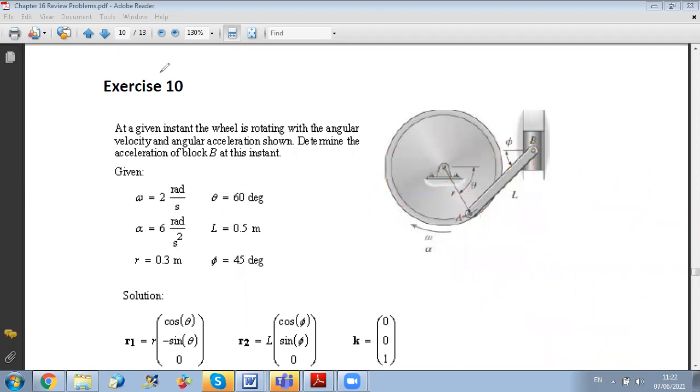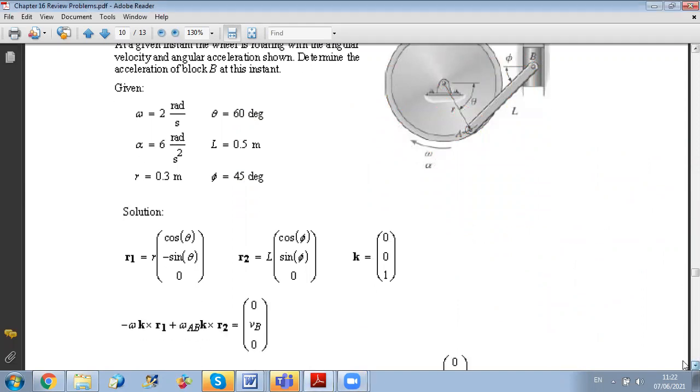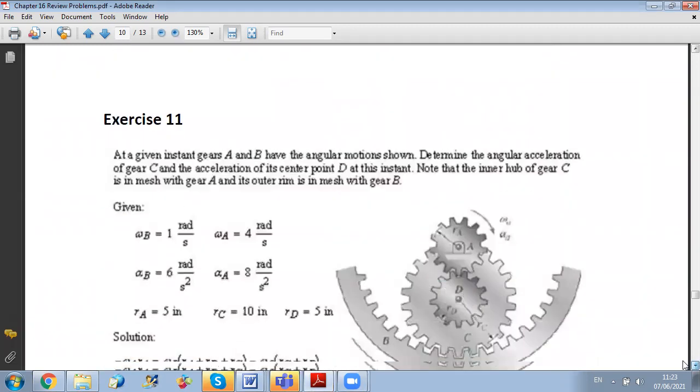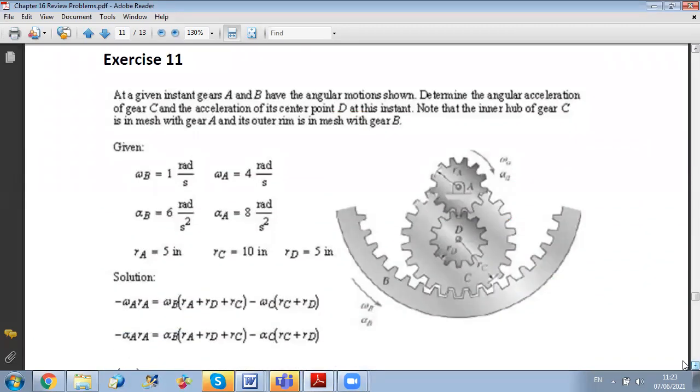Okay. Another problem. At a given instant, gears A and B have the angular motion shown. Determine the angular acceleration of gear C and the acceleration of its center D at this instant. Note that the inner hub of gear C is in mesh with gear A and its outer rim is in mesh with gear B.